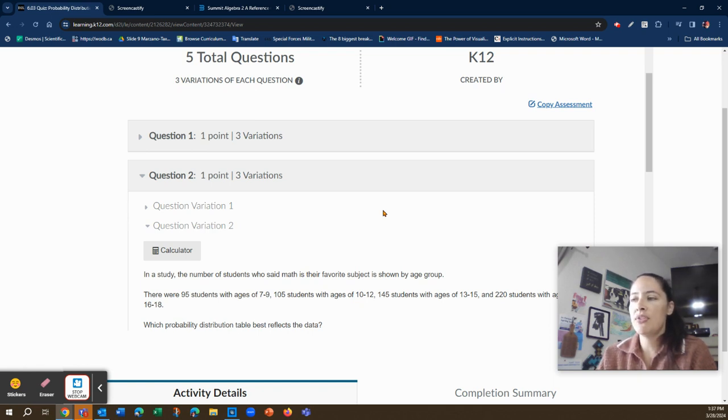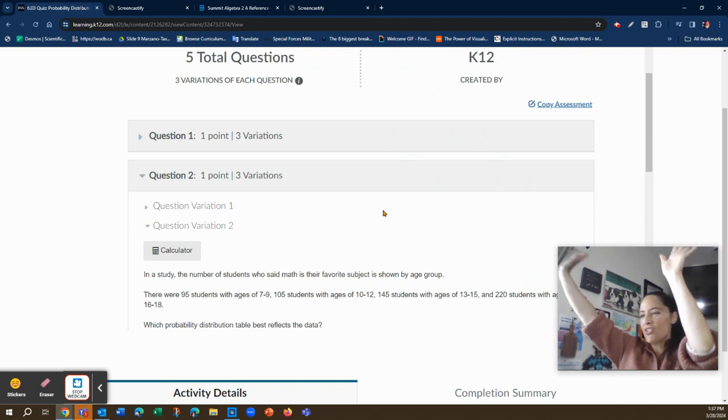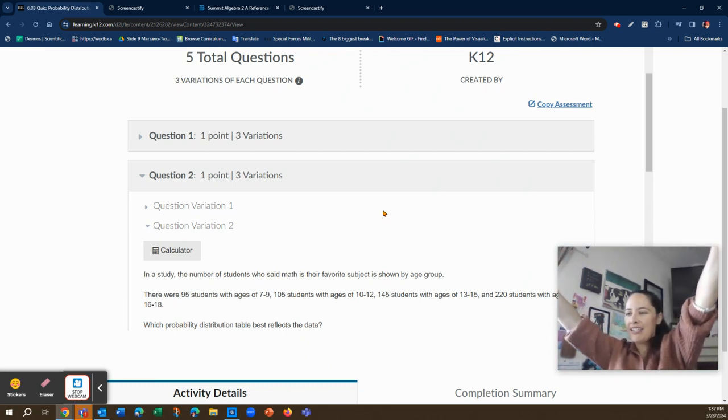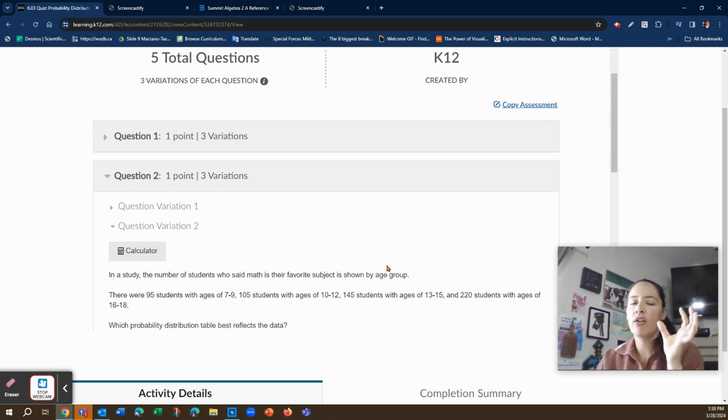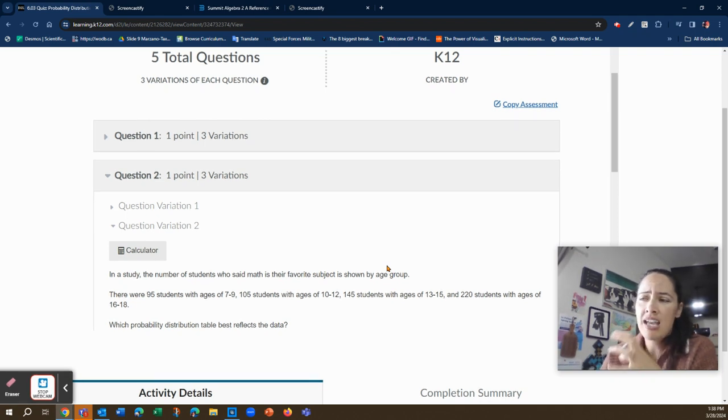In a study, the number of students who said math was their favorite subject is shown by age group. 95 students, 7 through 9, 105 were 10 to 12, 145 were 13 to 15, 220 with the ages of 16 to 18. All right, so real quick, just because this is a near and dear statistic to my heart, that's actually, depending on what these mean out of the total, the percentage is like, okay, maybe they only interviewed 100 of the 7 to 9-year-olds.